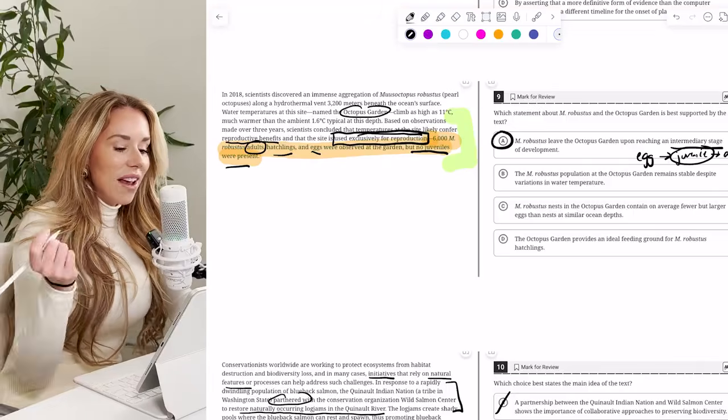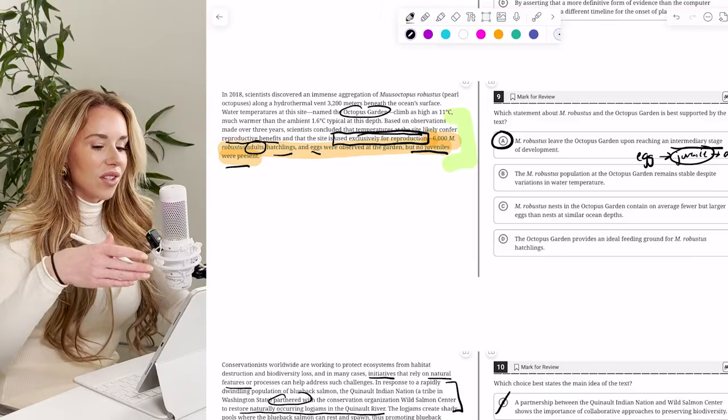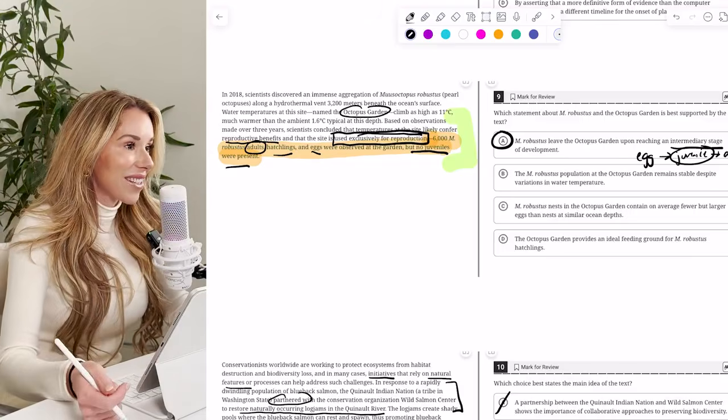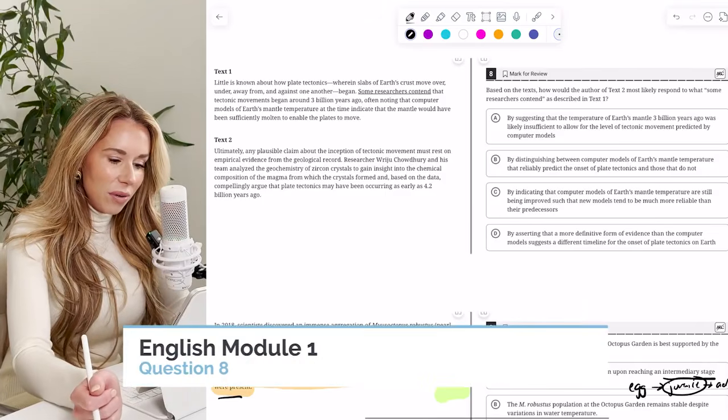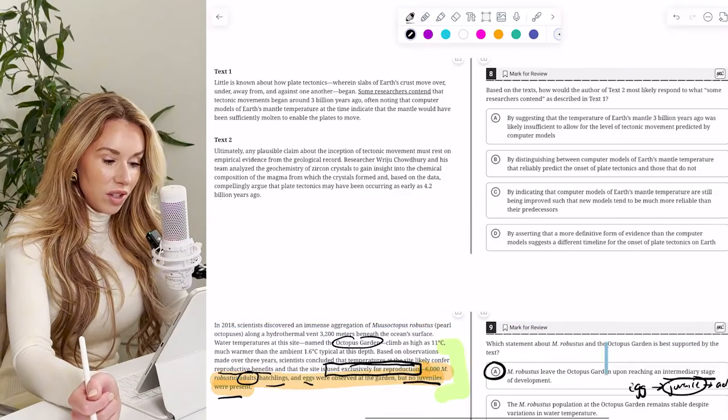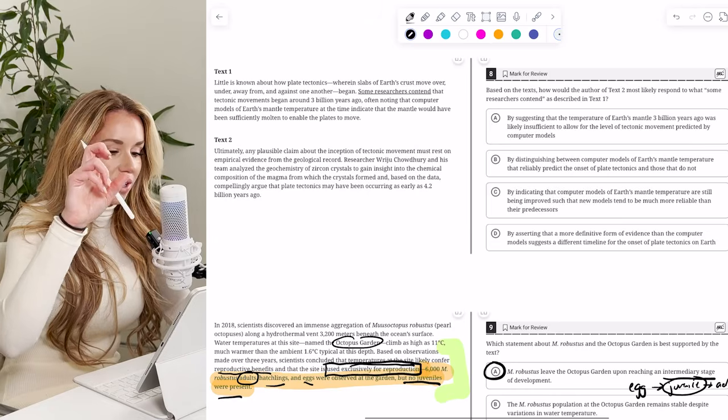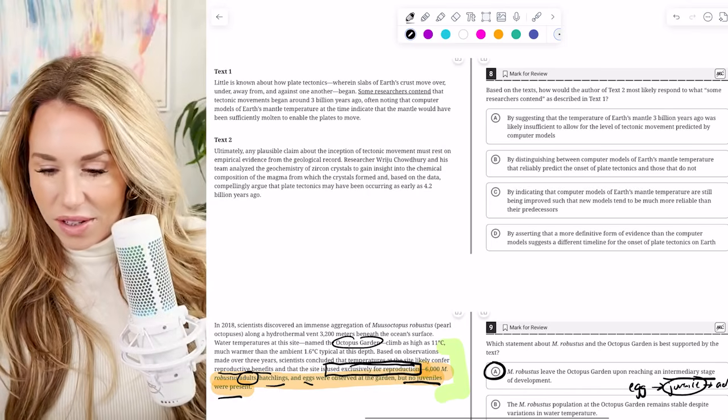So I'll flag this to come back to later, but A is a perfect match because that's exactly what it's saying in the last sentence. All right, number 8, we have: based on the text, how would the author of text 2 most likely respond to what some researchers contend as described in text 1?